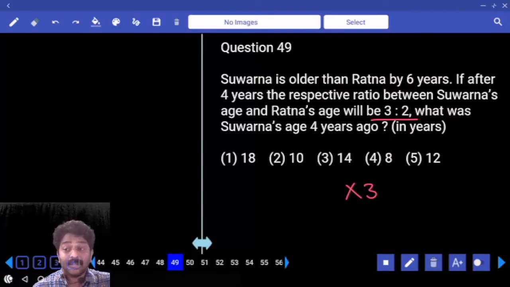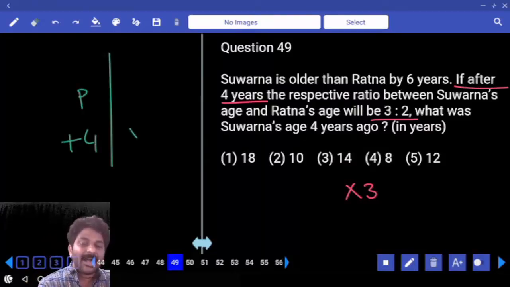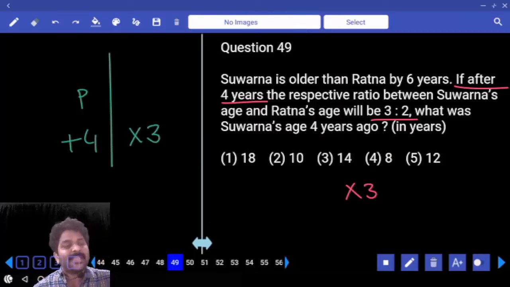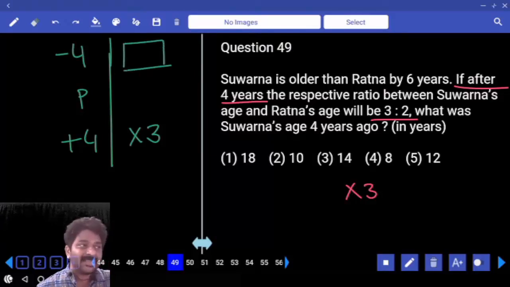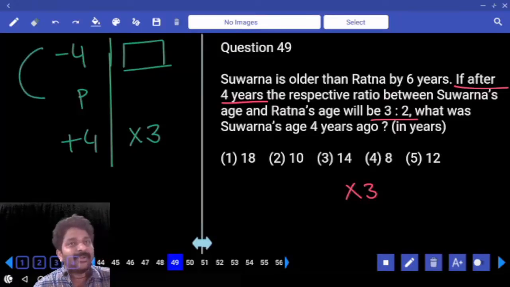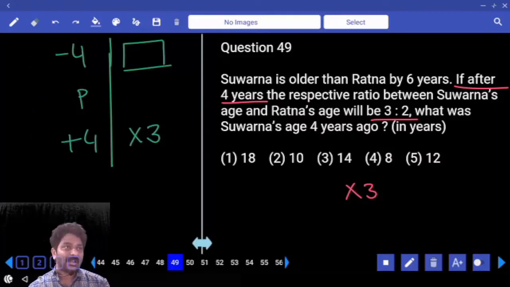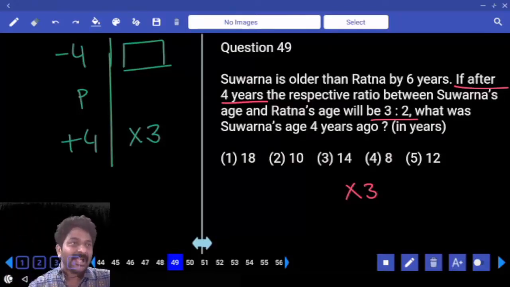When? After 4 years. This is the present age after 4 years. After 4 years, we know it is a multiple of 3. What did the question ask? Suvarna's age, 4 years back. That is what we need. The answer is in the options: Suvarna's age 4 years back. But what do we know? After 4 years, it is a multiple of 3. From 4 years back to the present age, how many years do you have to add? From present age to after 4 years, how many years do you add? That means, to Suvarna's age 4 years back, if you add 8 years, you get Suvarna's age after 4 years, and that should be a multiple of 3.